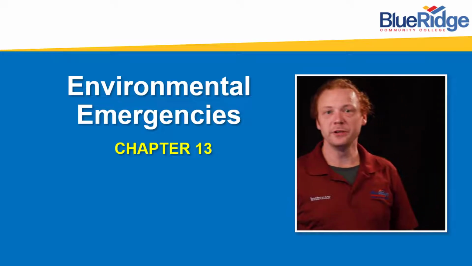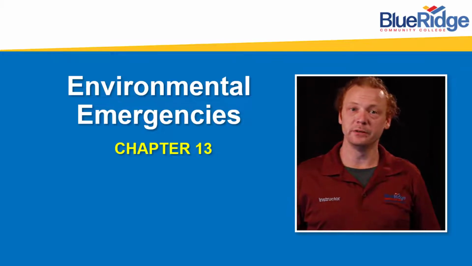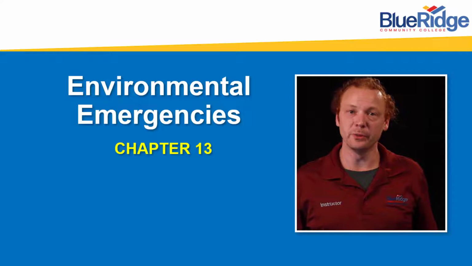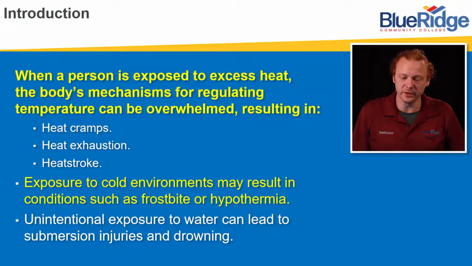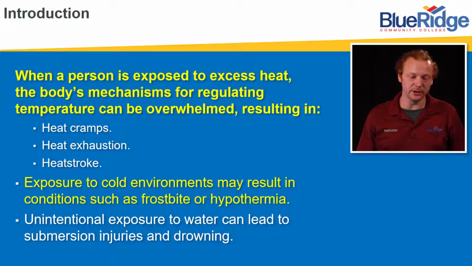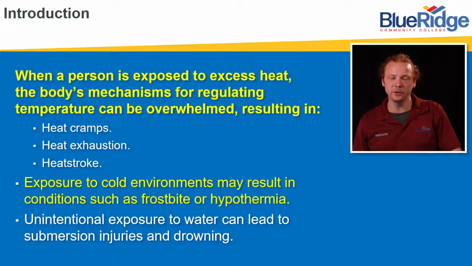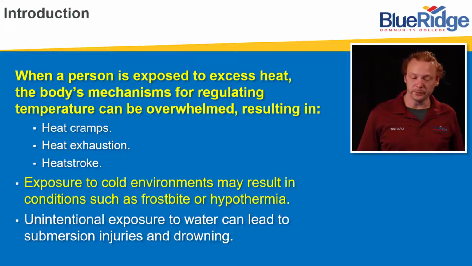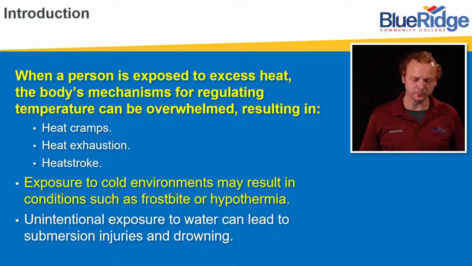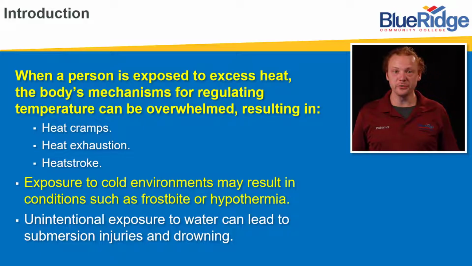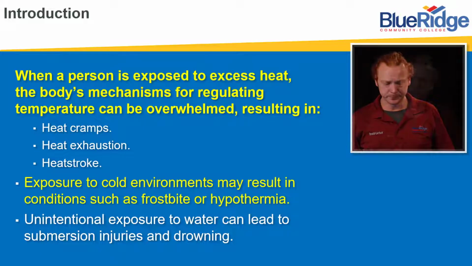Welcome to Chapter 13, where we will be reviewing a various assortment of environmental emergencies. So, when a person is exposed to excessive heat, body mechanisms for regulating temperature can be overwhelmed, resulting in heat cramps, exhaustion, and even heat stroke. Exposure to cold environments may result in conditions such as frostbite or hypothermia. Unintentional exposure to water can lead to submersion injuries and even drowning.